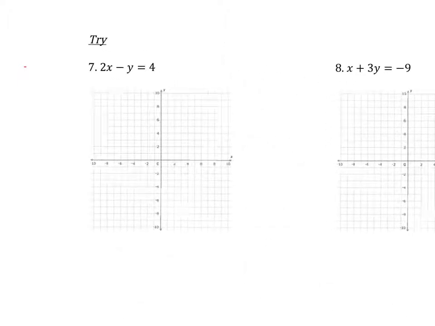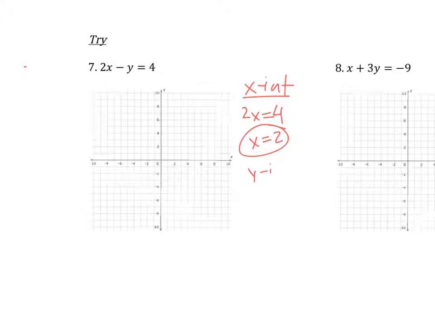Okay, so taking them one at a time here. Looking at number 7. If I cover up the y term for the x-intercept, I'm left with 2x equals 4. Divide by 2 and you get x equals 2. For my y-intercept, cover up the x term, you're left with negative y. Got to be careful with that sign. Equals 4, right? Negative y equals 4.